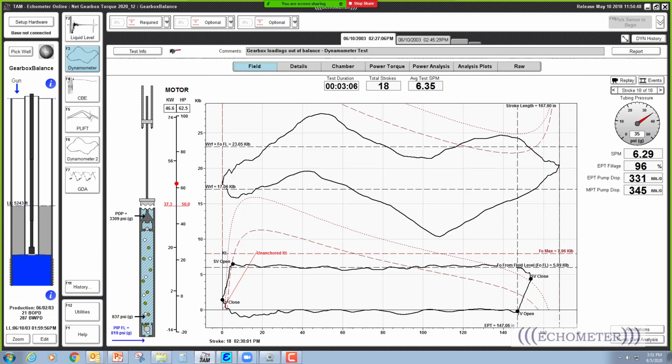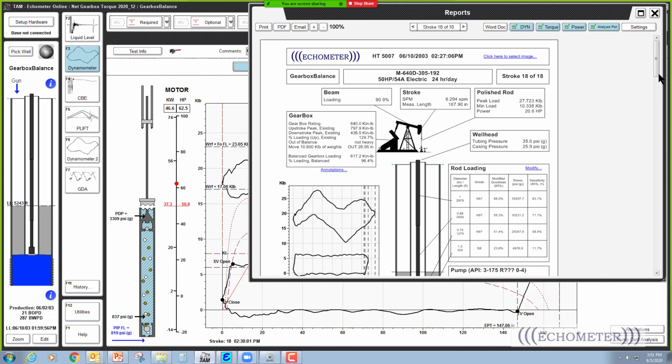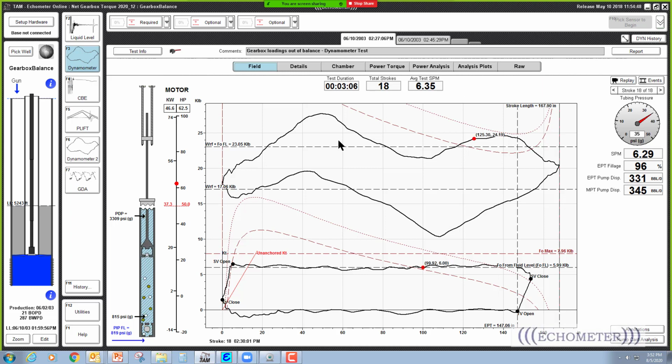If we go to the report and look at it, we see that this gearbox is rod heavy. The weights need to be moved out 27 inches, and currently it's loaded to 125% of the rating, which means the life of the gearbox is only going to be 3 years. It's going to be short. All right, so what do we do? Well, we have to go move the weights.